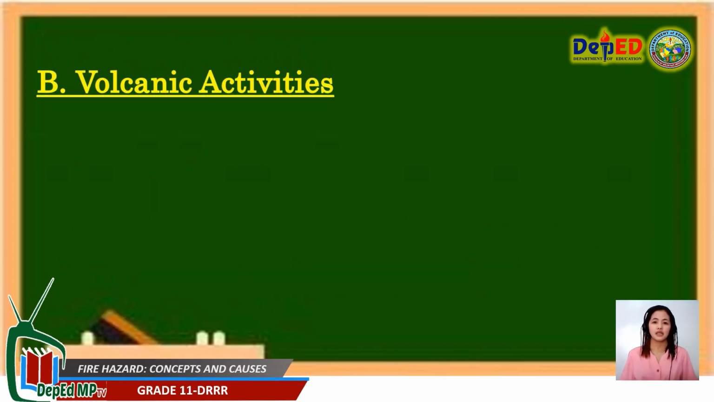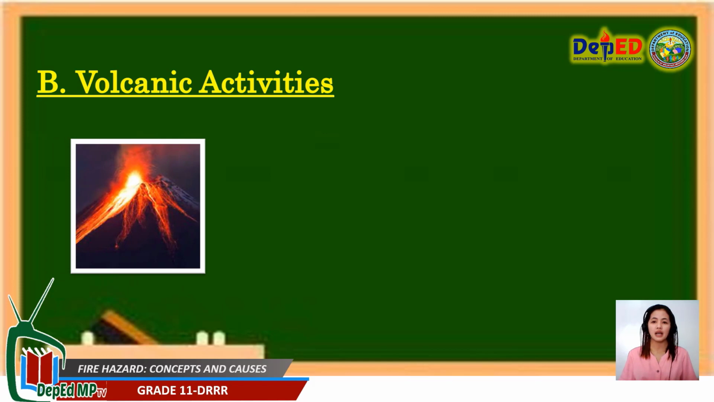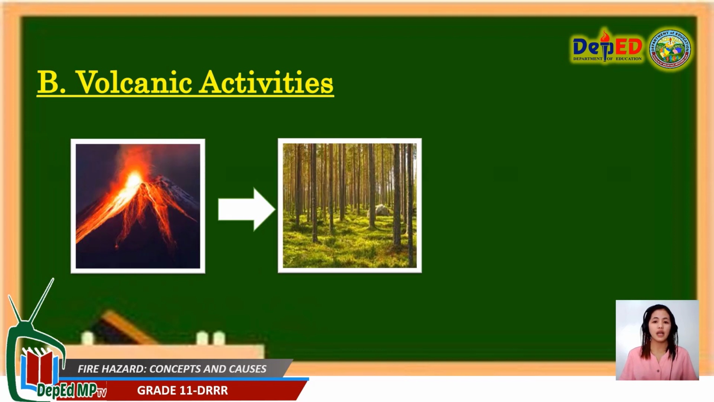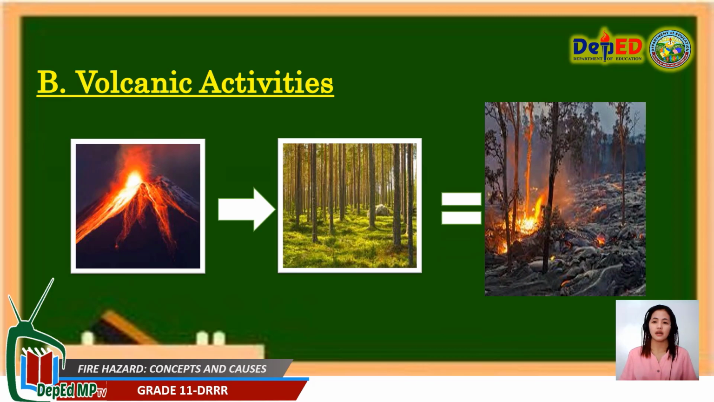Volcanic activities. Volcanic activities could also cause fire. During volcanic activity, it spews hot gases, ash, and lava. And when these hot materials get in contact with flammable materials, it might cause a wildfire.